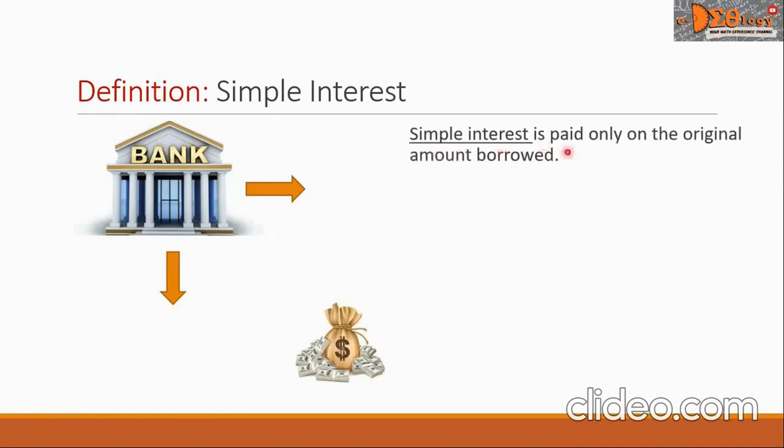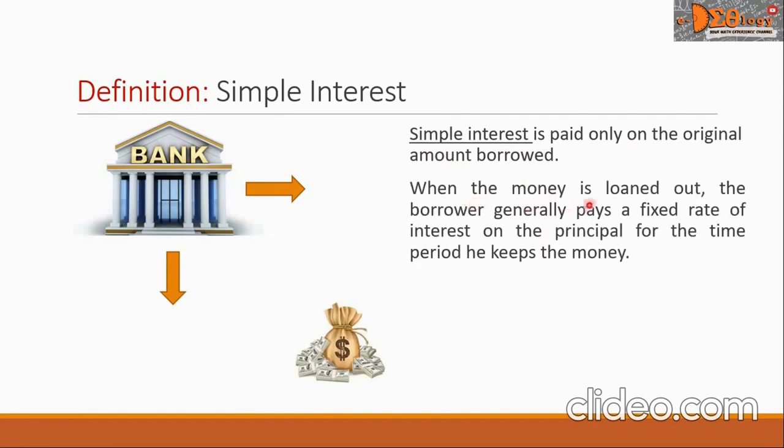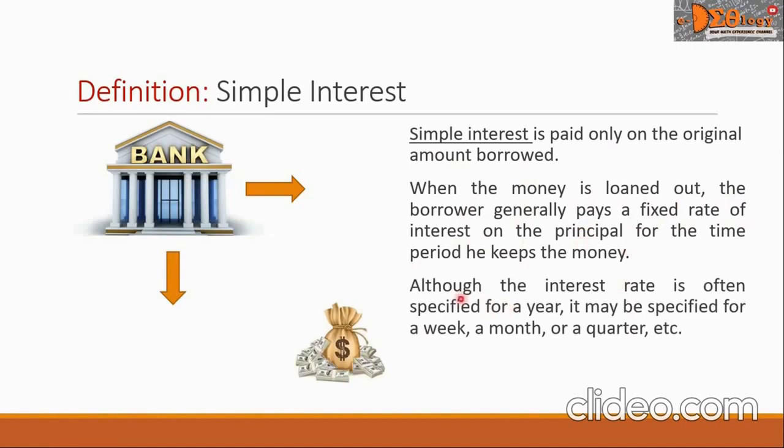Simple interest is paid only on the original amount borrowed. When the money is loaned out, the borrower generally pays a fixed rate of interest on the principal for the time period he keeps the money. Although the interest rate is often specified for a year, it may be specified for a week, a month, or a quarter, etc.